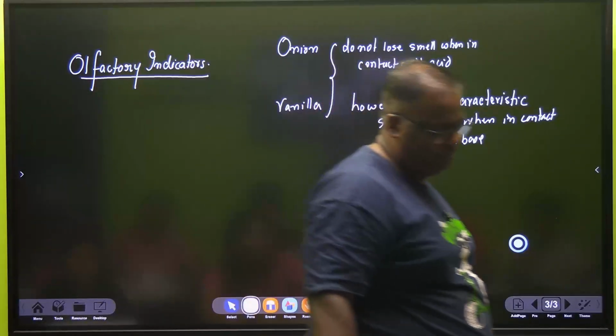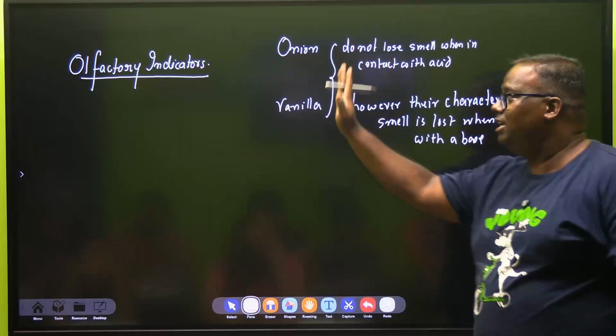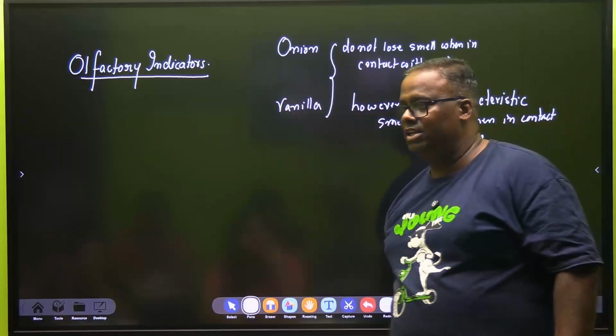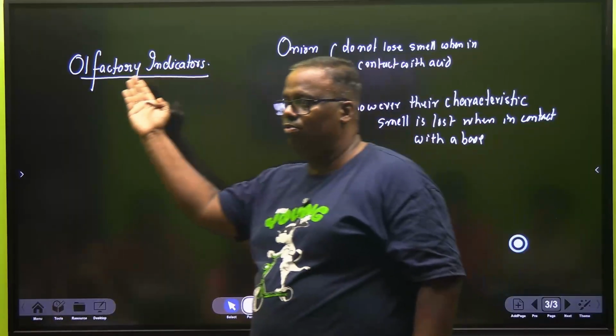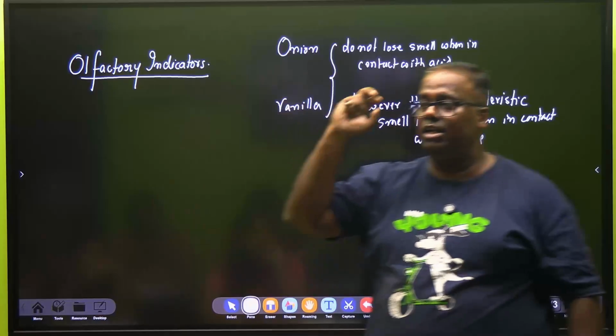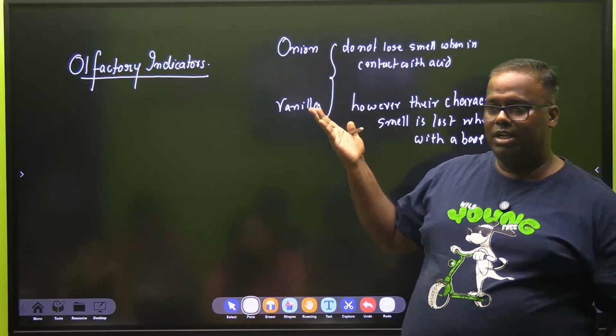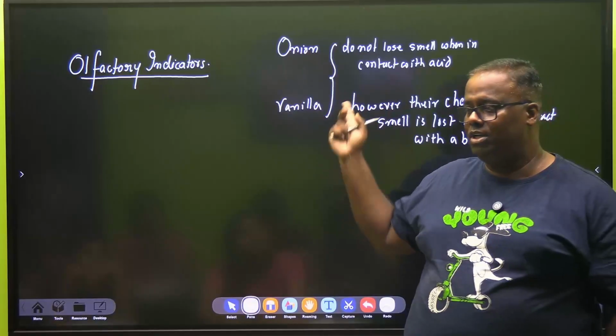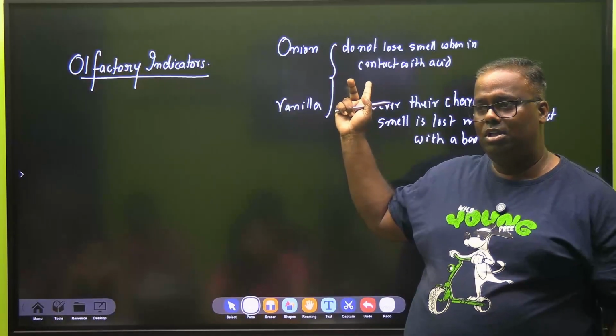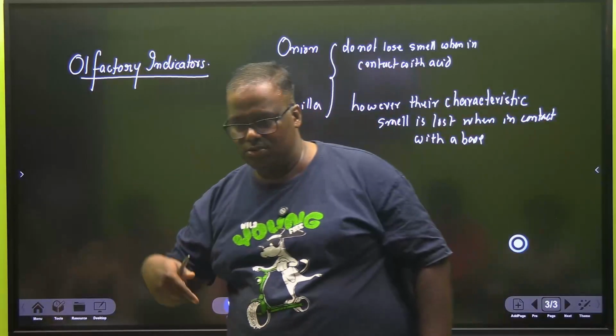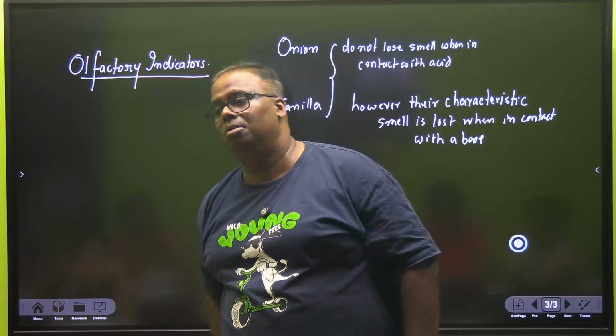Is this clear? So understood? Onion and vanilla, they are known as olfactory indicators. So somebody might ask you, what are olfactory indicators? Olfactory indicators are indicators which have got a distinct smell. And why are they called an indicator? Because that smell might be retained when in contact with a particular class of compound. But when it comes in contact with another class of compound, that smell might be completely lost.